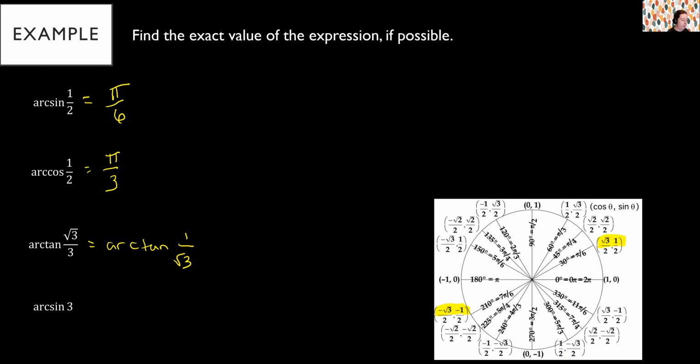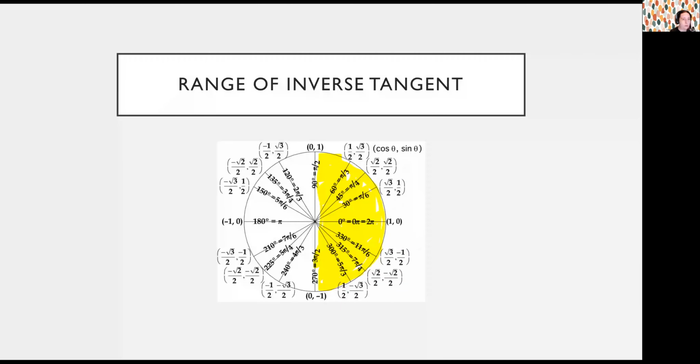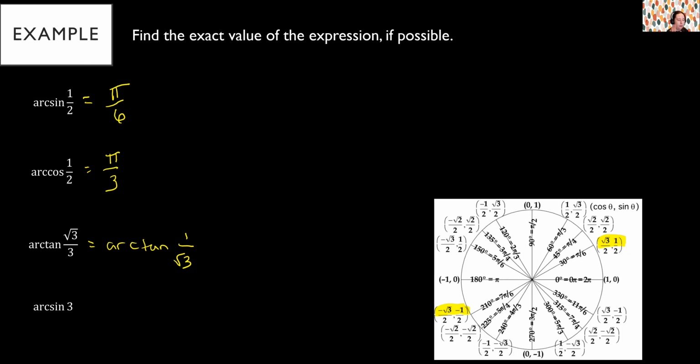Now you need to go back to where our range is, what values are we allowed for output for tangent and for the inverse tangent. That is going to be the right side, but not including the pi over 2. So go back. That means our answer has to be pi over 6, because that's the only one that falls into that section of the graph. So arctan of square root of 3 over 3 is pi over 6.